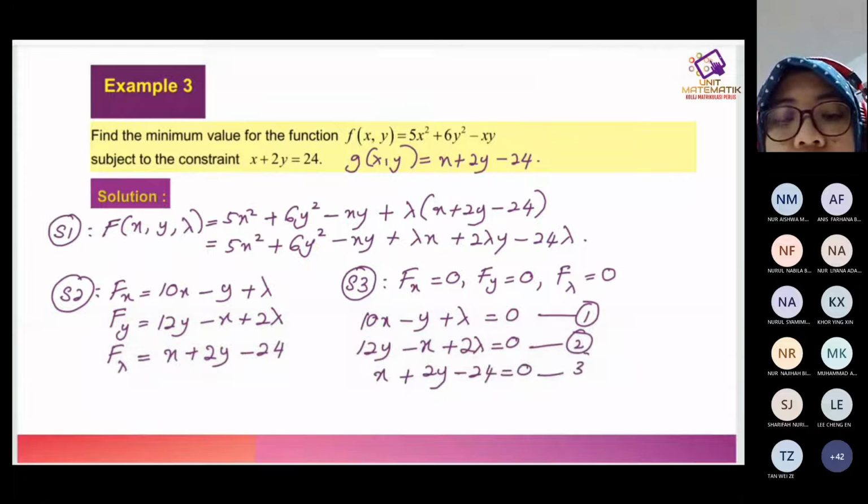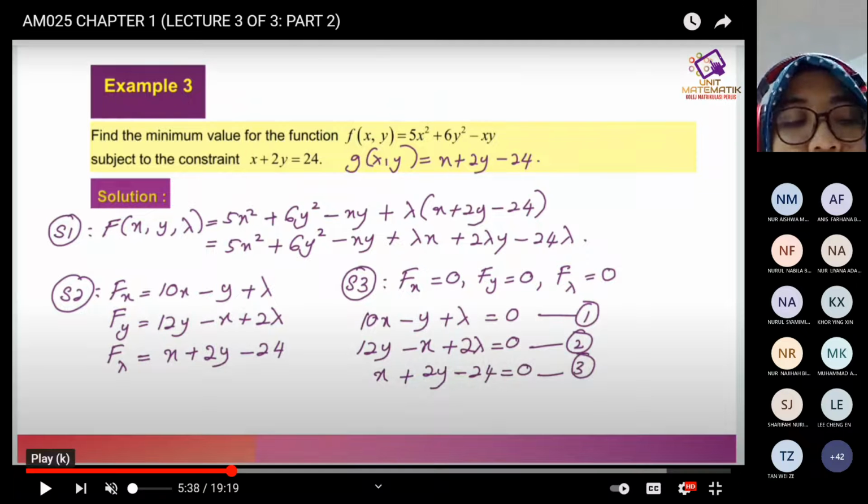So here the difference is, in Lagrange multiplier we have 3 equations to do the simultaneous. Before this we only have 2 equations, but for Lagrange we will have 3 equations to do the simultaneous. Why 3 equations? Because we have 3 unknowns to find: x, y, and lambda.